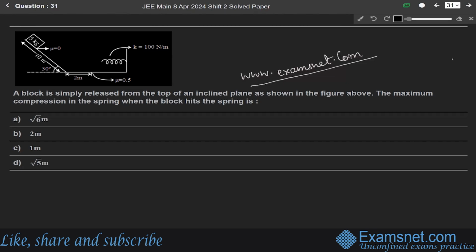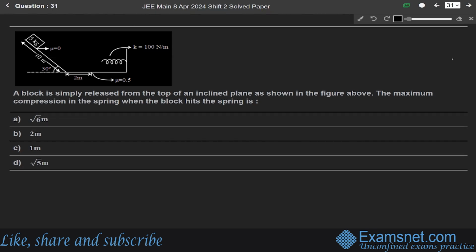So today, students, we will be solving the JEE Main 2024 8th April Shift 2 paper. In this particular video, I'll be solving the physics part of the paper. Starting with the very first question of this physics series, question number 31. A block is simply released from the top of an inclined plane as shown in the figure above. The maximum compression in the spring when the block hits the spring is, okay.